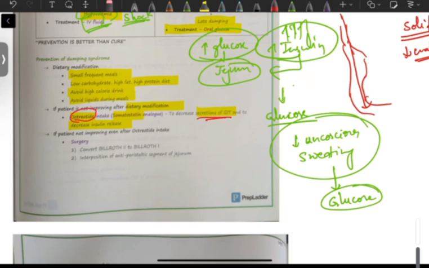And again, late dumping syndrome is because of increased insulin release. In order to reduce, again, we'll have to go for somatostatin analog. So octreotide will serve both purposes. If the patient is still not improving after octreotide also, then we'll have to go for surgery. That is, if we have done Billroth 2, we'll have to go for Billroth 1.